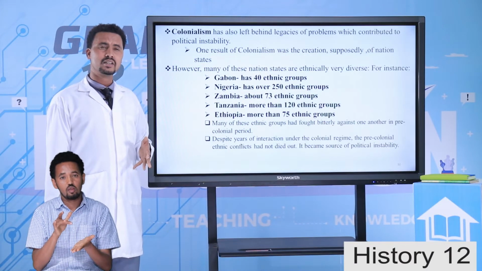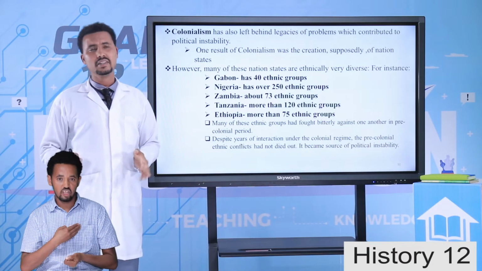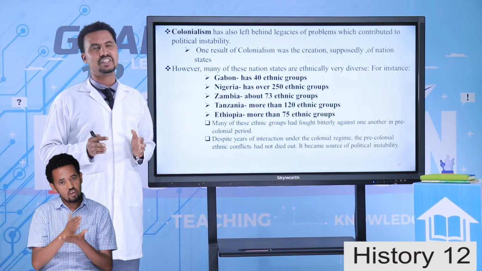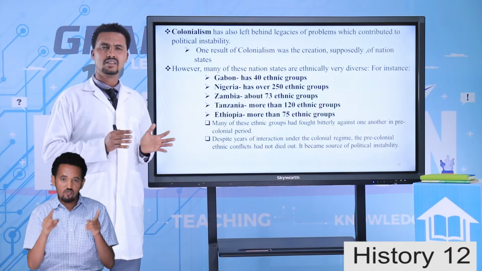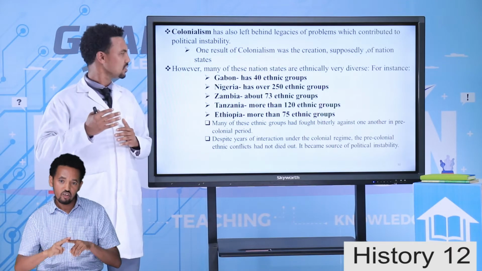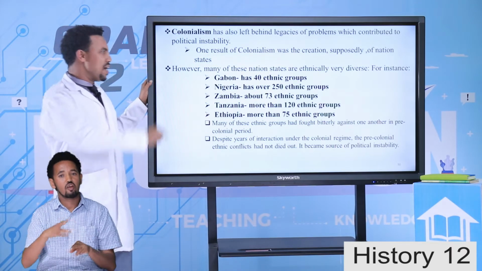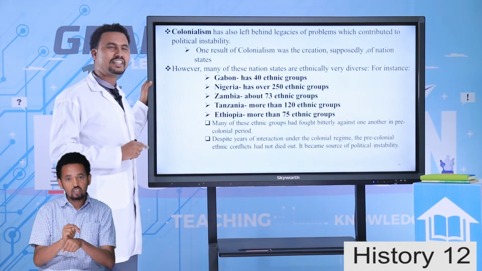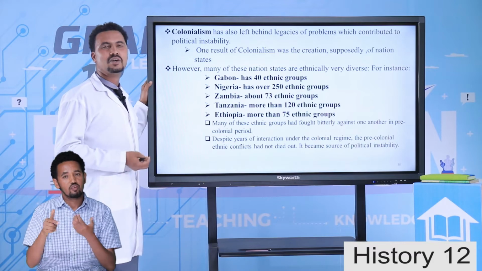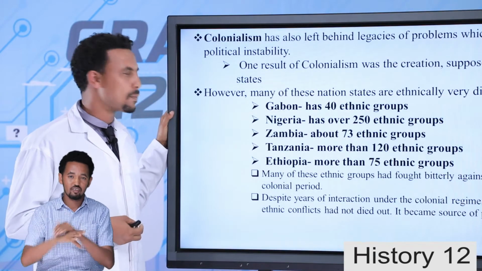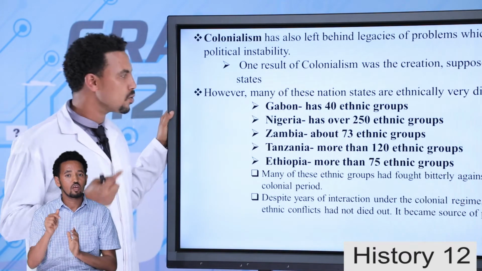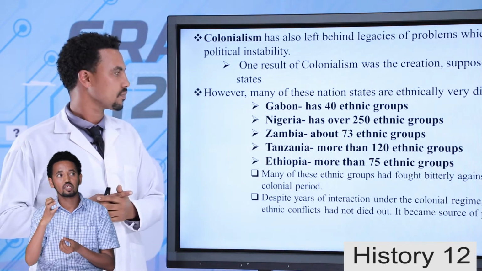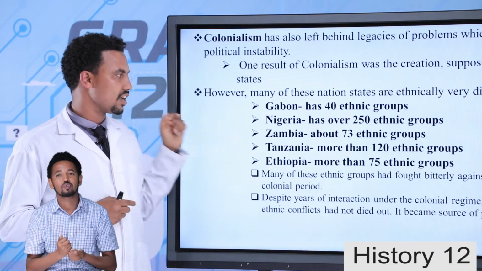By the way, Britain implemented a divide and rule system in Africa, a division based on ethnicity, religion, and so on. However, many of these nation states are ethnically very diverse. The diverse ethnicity in Africa: for example, in Gabon, about 40 ethnic groups.